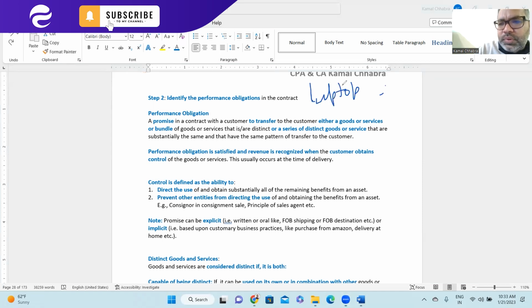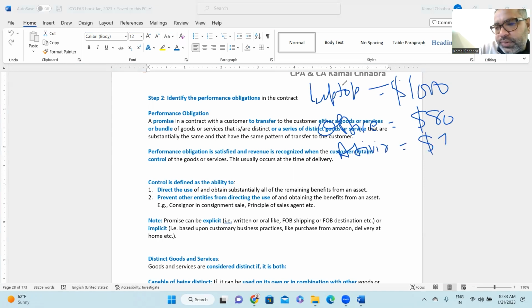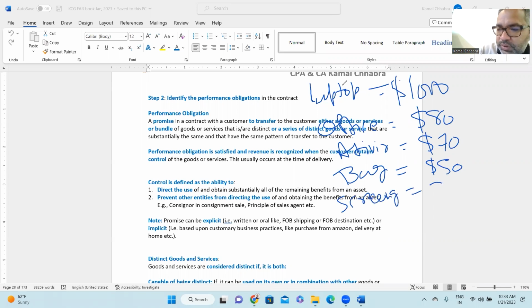Laptop, let's assume $1,000. In addition to that, you got Office, that is, let's assume $80. You got antivirus, let's assume $70. You got a backpack, let's assume $50. And you got a screen guard, let's assume $50. How much is the total value?